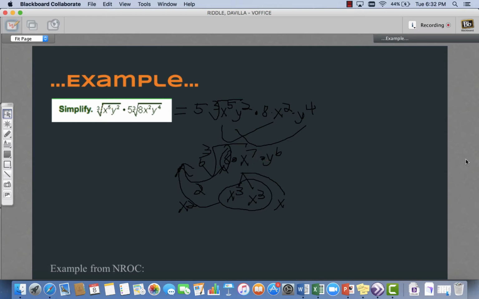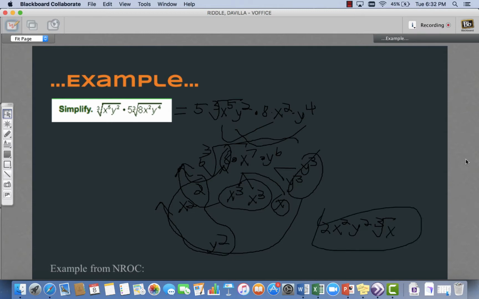And we can see that there'd be 2 triplets there, which is y to the 3rd and another y to the 3rd, or y times y times y. And you'll see that 2 y's will go to the outside. So in the end, you're just left with all of these and 1 remainder of x on the inside. So your answer would have been 2x squared y squared cube root of x right there. And that's how you can get your simplified answer.